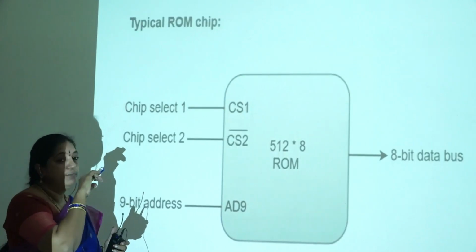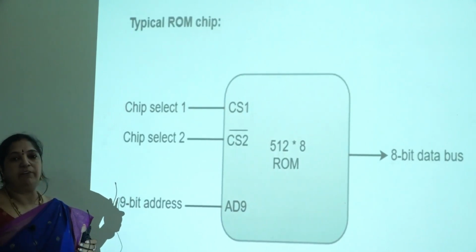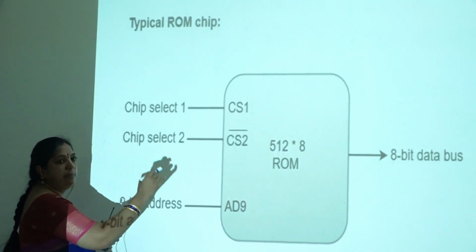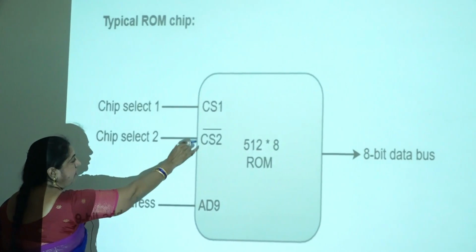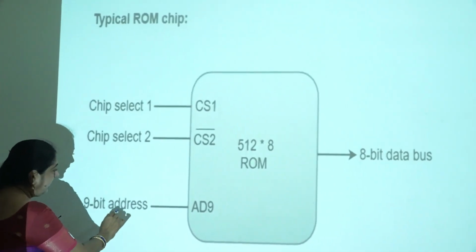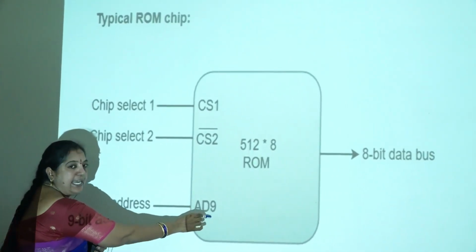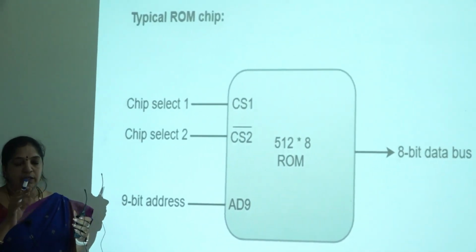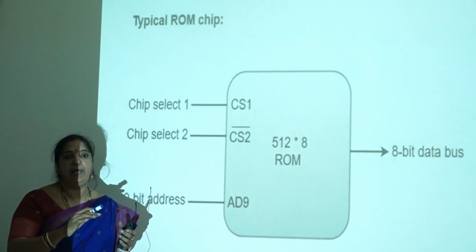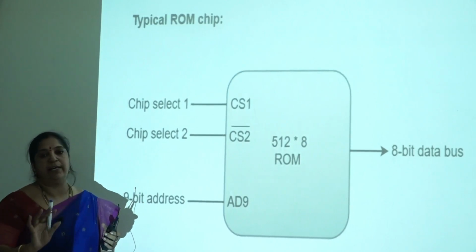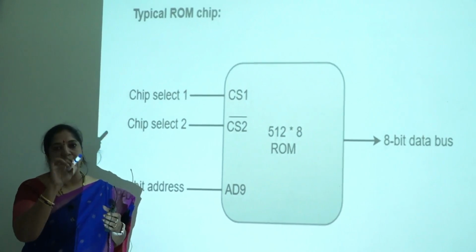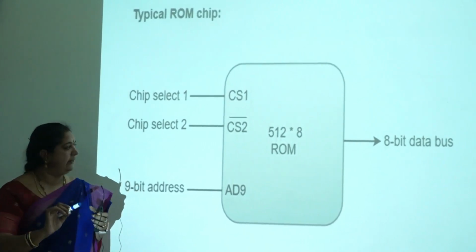Now coming to the ROM chip. Previously, what we have seen is the RAM chip. Now coming to the ROM chip, the read only memory chip, here also we have 2 selection lines, and the address line is 9. So we are required to maintain 9 bits to set the address, whereas for RAM it is sufficient to have 7 bits to set the address.